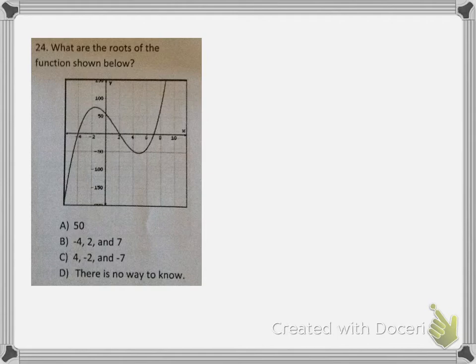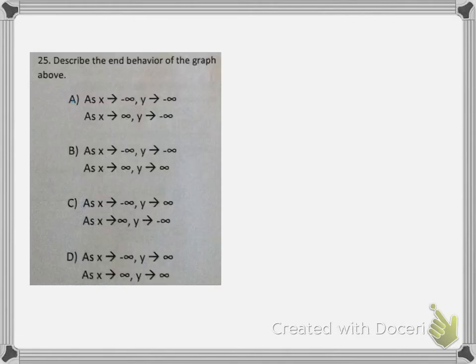Alright, what are the roots shown here? Well, roots just means x-intercepts, so that's negative 4, 2, and 7. B.